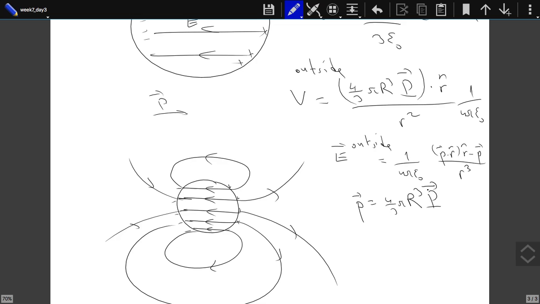Equals minus. Everything should be included over there. When you take the gradient, it should be this one. Well, I might have forgotten some factors, but it has this form.